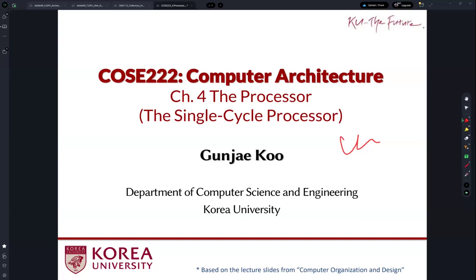Actually, in chapter 3 we learned about the hardware structure and the floating point number format. But this exam will mainly cover chapters 1 and 2, and I believe maybe only one question will be asked from chapter 3. The main chapters are chapters 1 and 2.